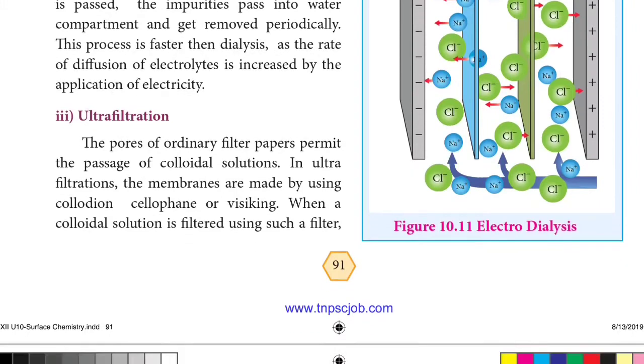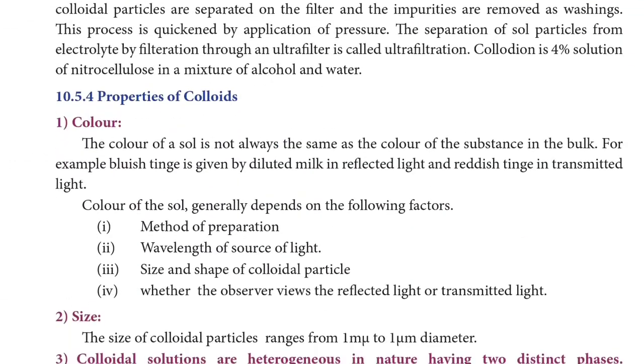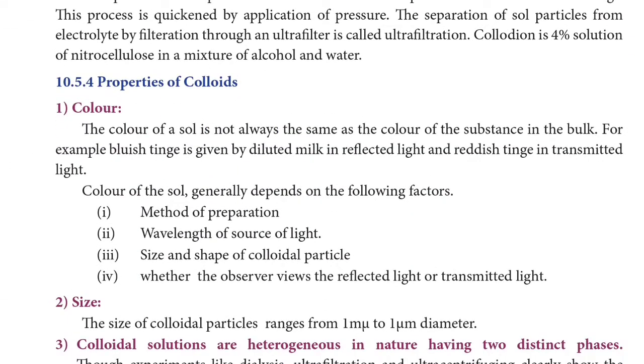The next topic is properties of colloids. The properties of colloids depend on some factors. The first one is color. The color of a colloid is not always the same as the color of the substance in bulk. For example, dilute milk reflects light and gives a bluish tint; when it transmits light, it gives a reddish tint.